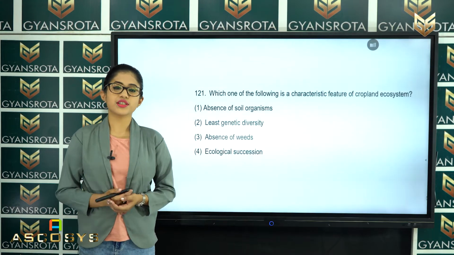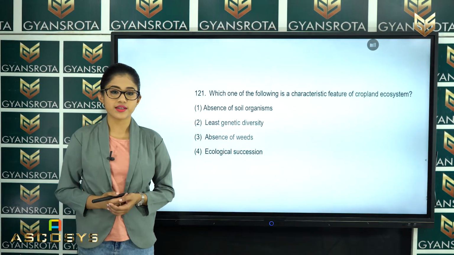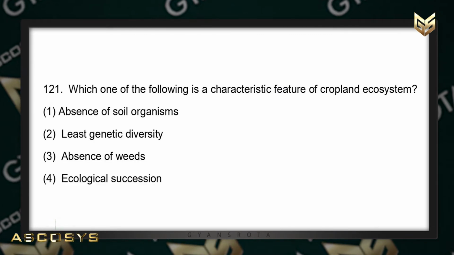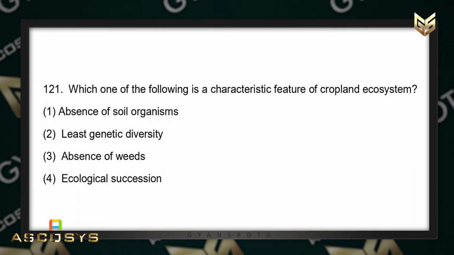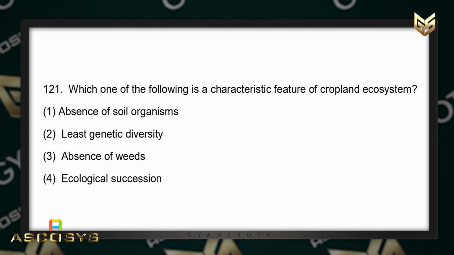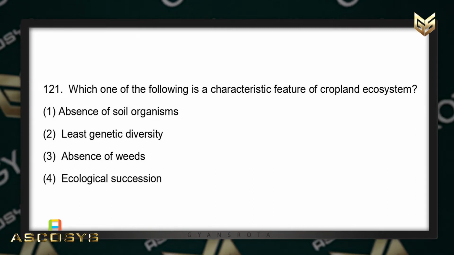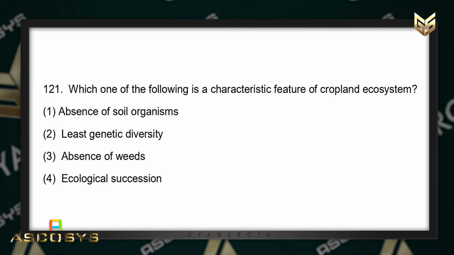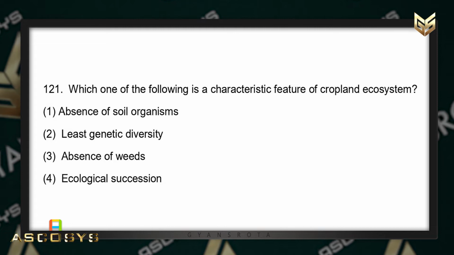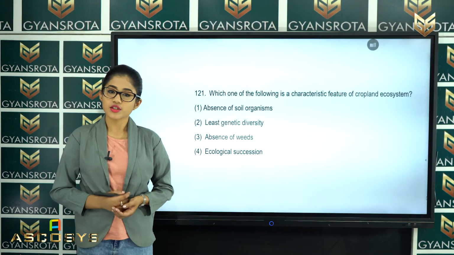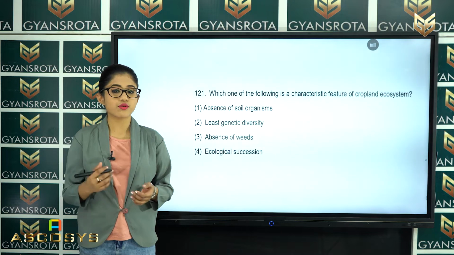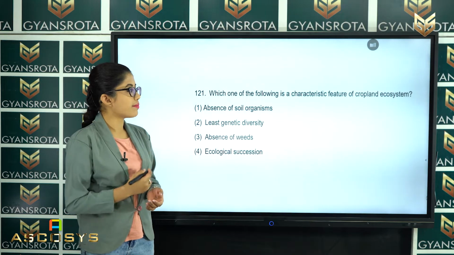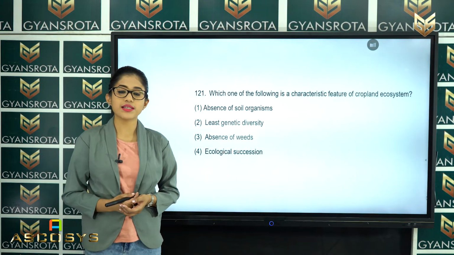Now, the next question is question number 121. Which one of the following is a characteristic feature of a cropland ecosystem? First option is absence of soil organisms, second option is least genetic diversity, third option is the absence of weeds, and the fourth option is ecological succession. So, this is from the chapter Ecosystem and you already know about this. So, which among them is a characteristic feature of a cropland ecosystem?